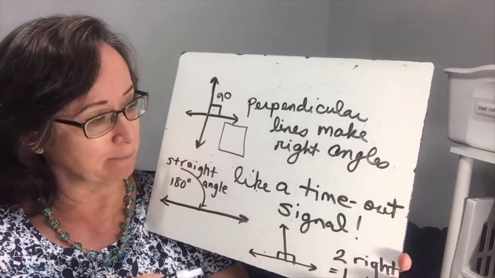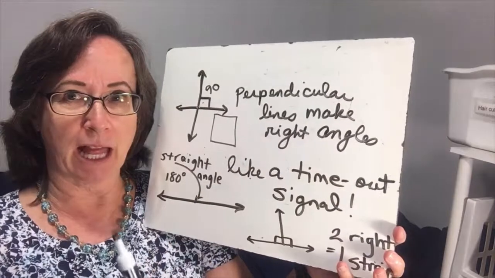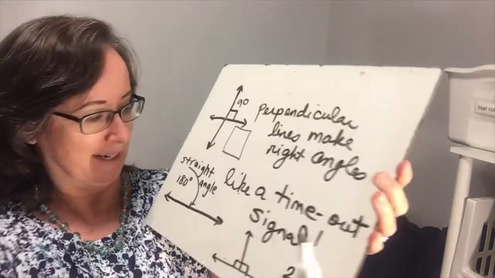All right, so remember that a perpendicular line is like a timeout signal. You've seen them on football. They go something like that. All right, that's a timeout sign. Those are perpendicular, right? You're just putting that one straight in, and there's a little 90-degree angle there. That's a timeout sign. So we think of that when we think of perpendicular. I think of that a lot.